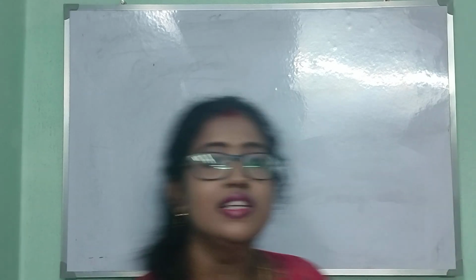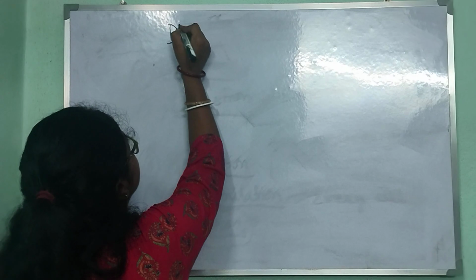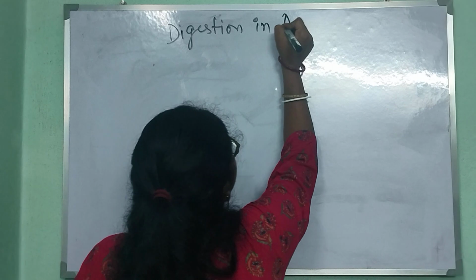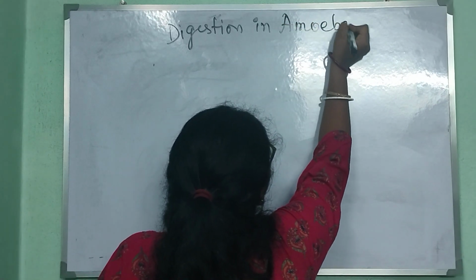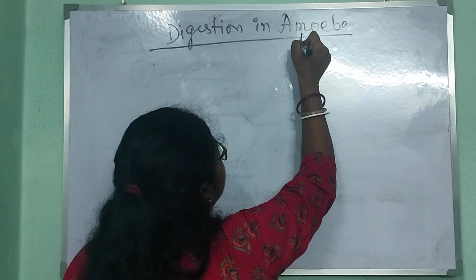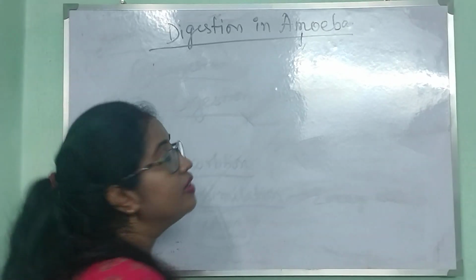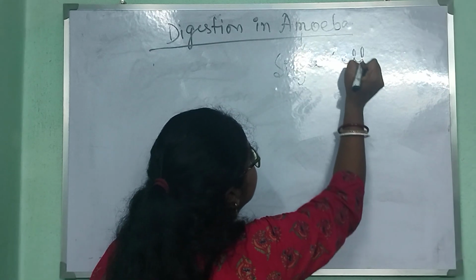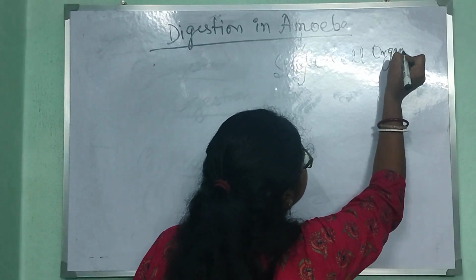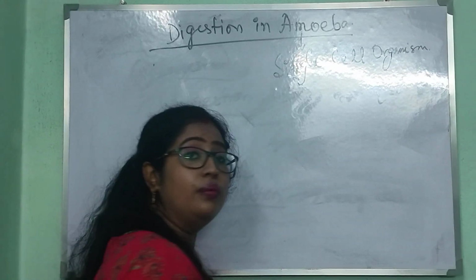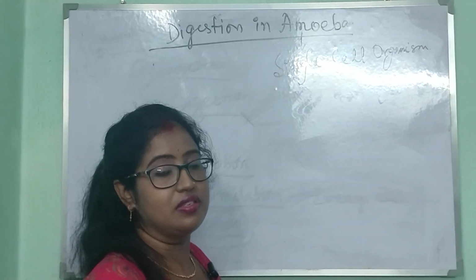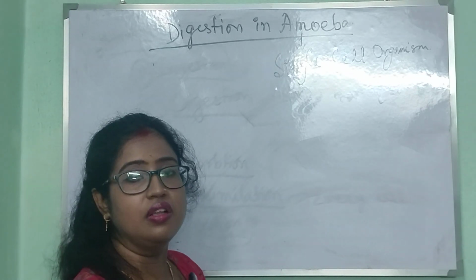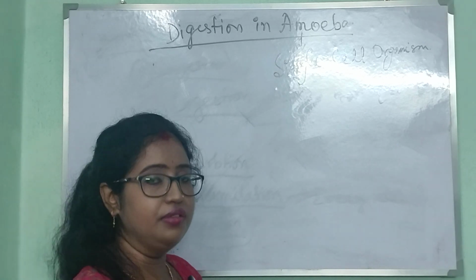Today our topic is digestion process in amoeba. Amoeba is actually a single cell organism. So they don't have any digestive system in their body. They have to utilize their whole cell for their digestion process.